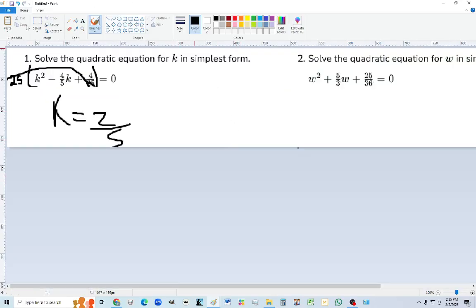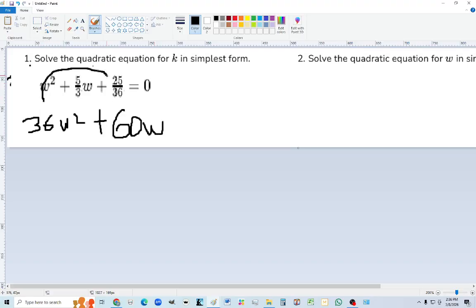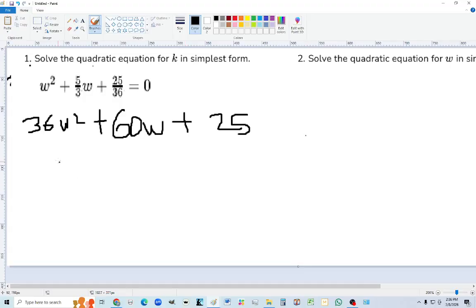So if I look at this one, doesn't matter if it's a w, it's equal to 0. They want me to solve for w, and I look, the 36 is divisible by 3, so I multiply both the right side and the left side by 36. I get 36w squared. 3 goes into 36 12 times, and 12 times 5 is plus 60w. And of course, 36 times this one that cancels with the bottom, I get plus 25. Again, I see a perfect square root. This one is 6w. This one is plus 5 because the middle term is plus.